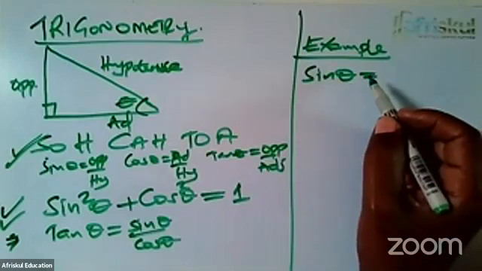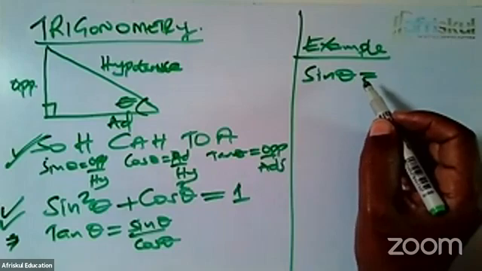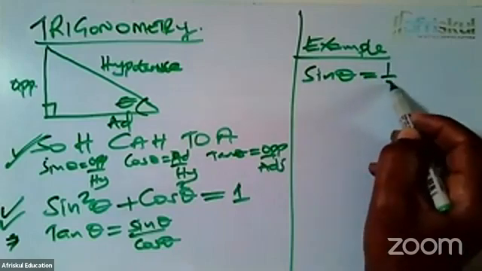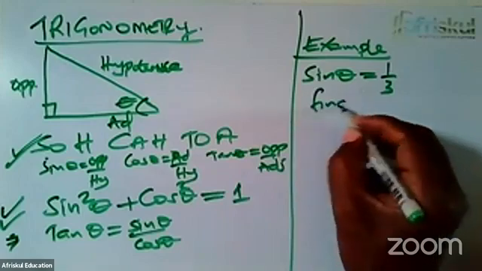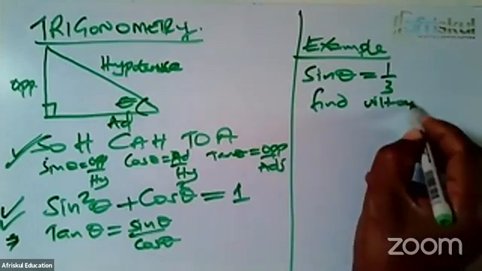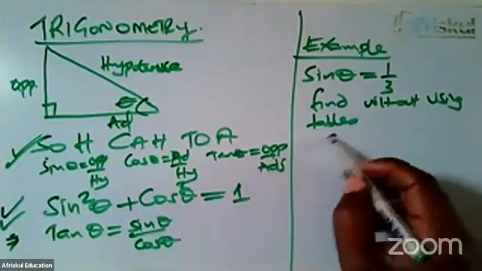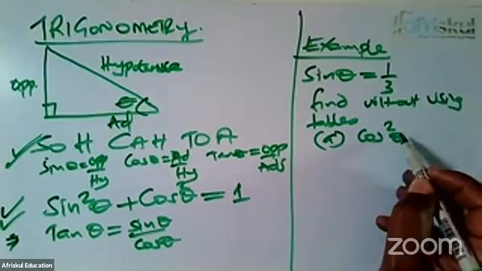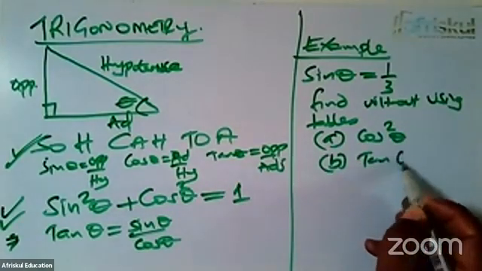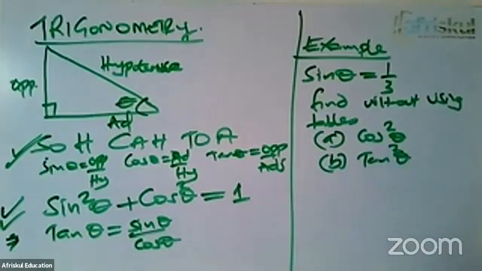So I would want us to look at our last example for the day. They have given us sine theta equals a third. And then they're telling us to find, without using tables, A, cosine squared theta, and B, tan theta squared. So if you get this kind of a question, ladies and gentlemen, the first thing that you're supposed to do is to come and draw a rectangle.